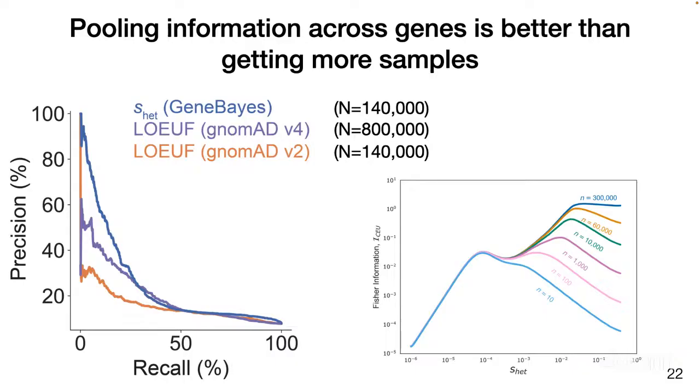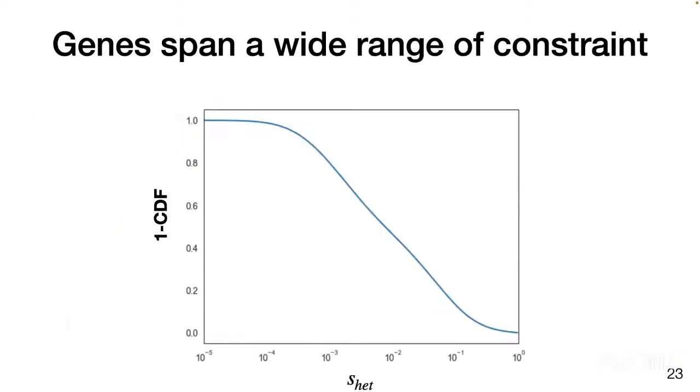As we're sequencing more people, you're plateauing in the amount of information you get, and it's due to this sort of information limit. Okay, and the last thing I'll say about constraint is it's nice because it's interpretable. We can think about this in terms of the Wright-Fisher model, and we can think about other kinds of variants that are under selection, and now compare this constraint metric to those.